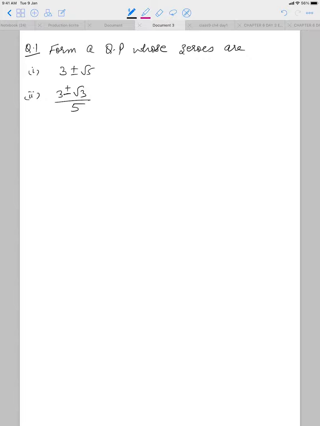First question: form a quadratic polynomial whose zeros are 3 plus minus root 5. Now what is the meaning of 3 plus minus root 5? It doesn't mean that the zeros are 3 and root 5. It means that the zeros are 3 plus root 5 and 3 minus root 5. Now when both the zeros are in the binomial form, it is better to use the second method which I told you just now. And what is the formula for that? x square minus sum of the zeros into x plus product of the zeros.